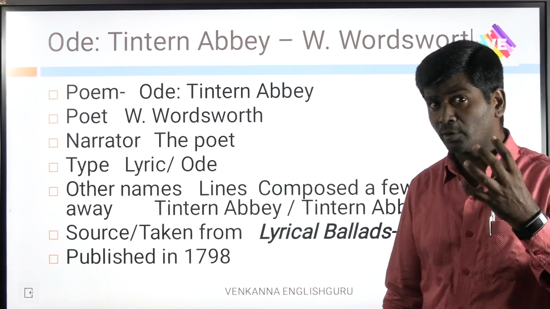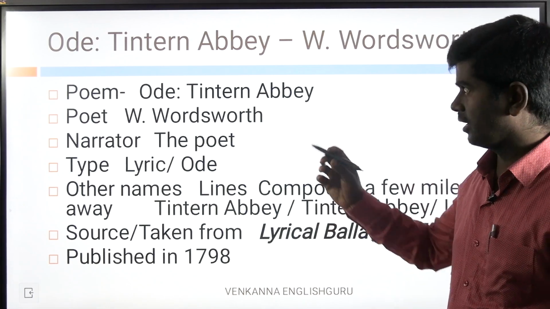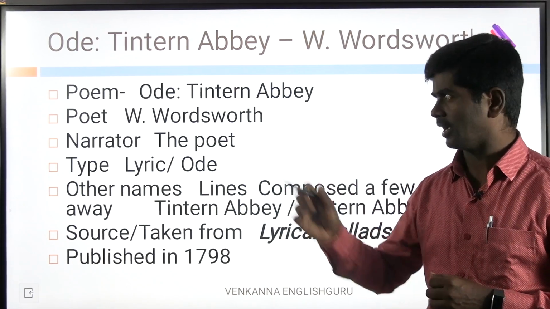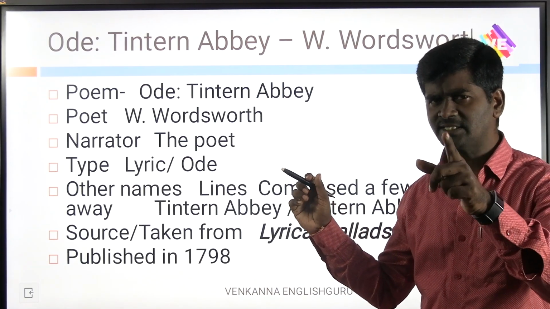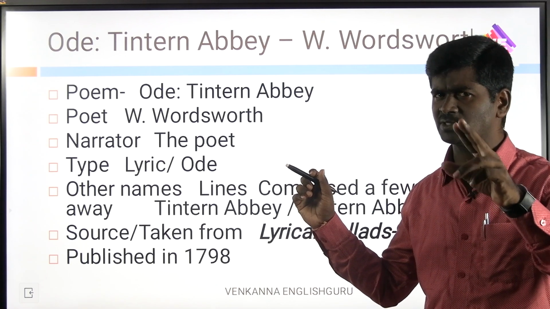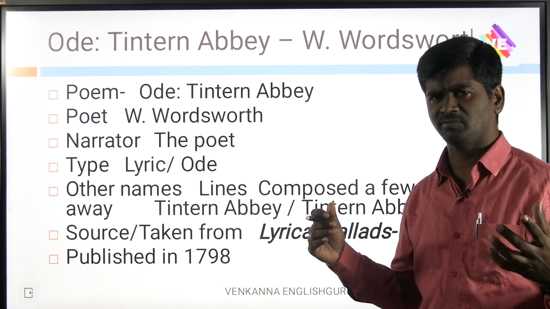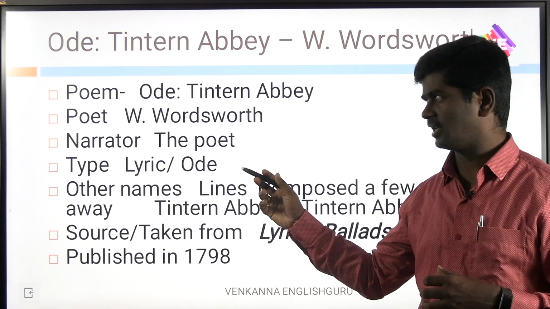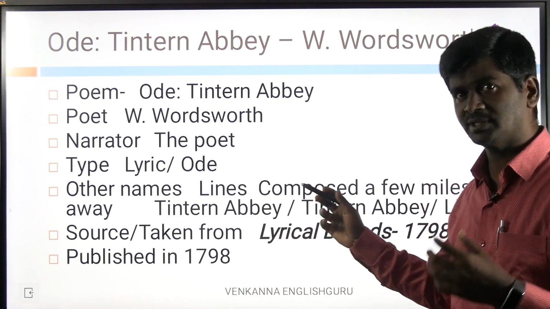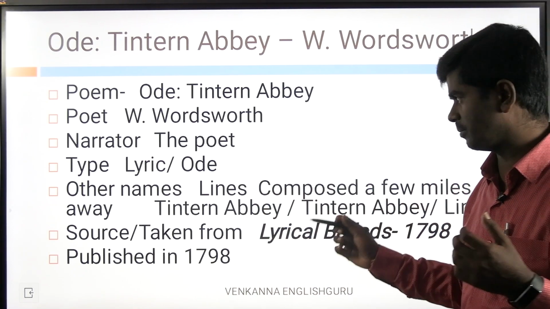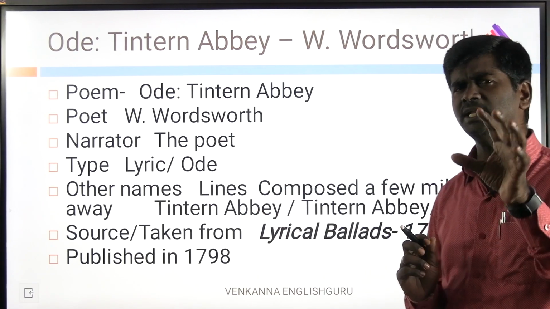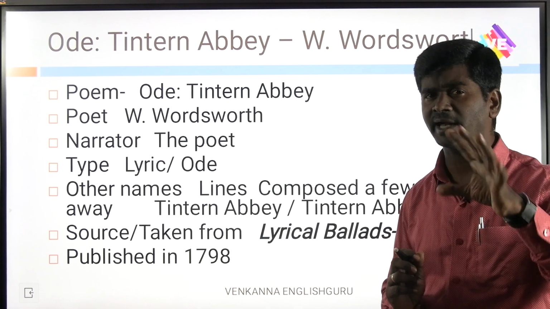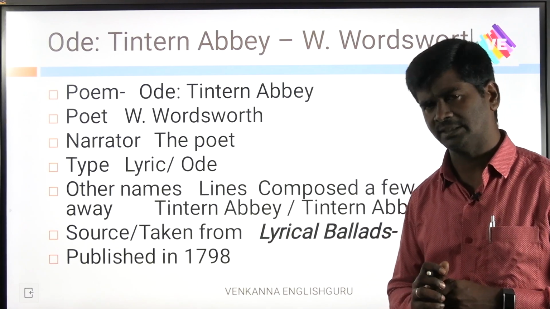When you talk about Ode Tintern Abbey, it is written by Wordsworth, and the narrator is the poet himself. This is an example of an ode. All odes are examples of lyrics, the personal expressions of the poet, so this is an example of a lyric and an ode. Other names are Lines Composed a Few Miles Above Tintern Abbey, or simply Tintern Abbey, or simply Lines. These are the different titles of the poem.